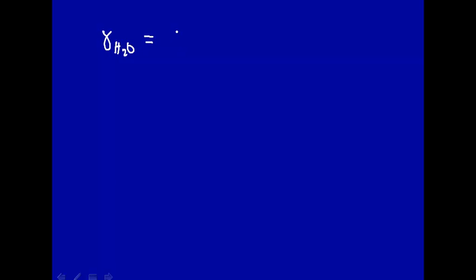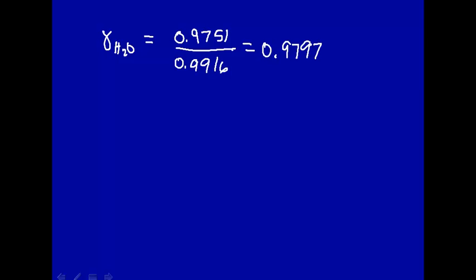We'll just calculate what the activity coefficient of water is in that solution. That is the actual activity, 0.9751, divided by the mole fraction, 0.9916. So the activity coefficient of water is 0.9797. Not quite an ideal solution.